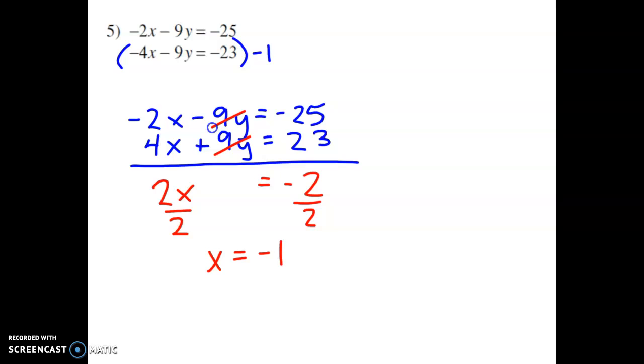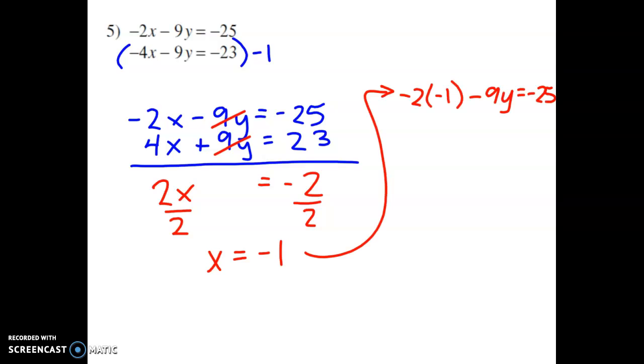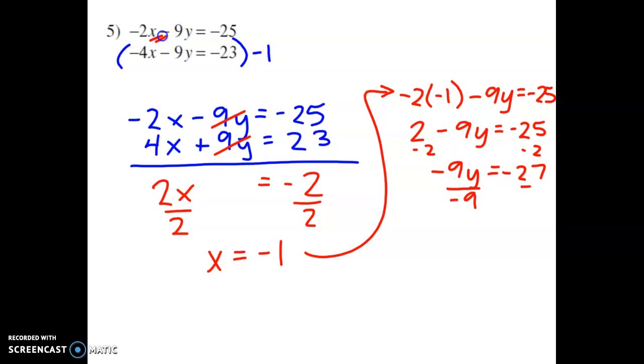Now that I know x, how do I find y? Plug it back in. So let's plug our minus 1 in for our x. I'm going to plug it into the top equation. It doesn't matter which one. Minus 2 times minus 1 is positive 2, and then we can subtract the 2 over. So minus 9y equals minus 27. Divide out your negative 9. So y equals positive 3. So our answer is a minus 1 and a positive 3.